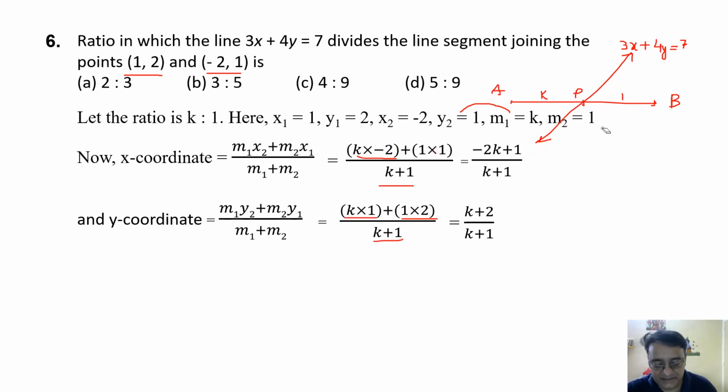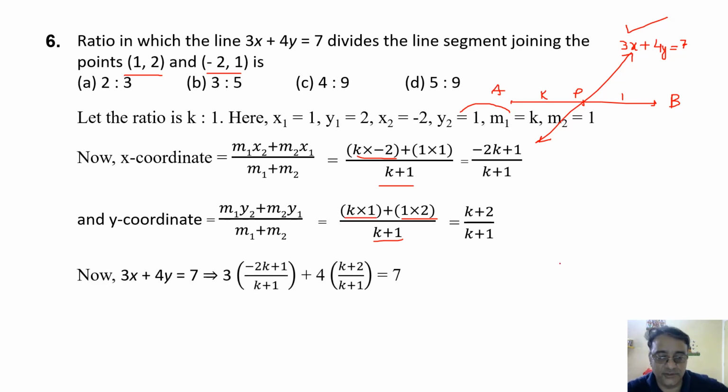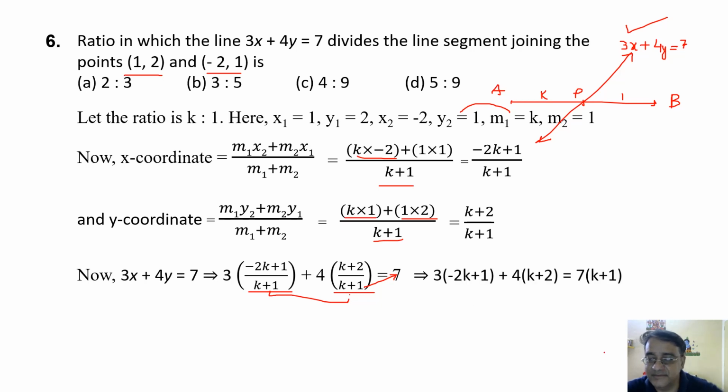Now see, this point P lies on this line also. So the values of x and y we will substitute in that, so that it satisfies the equation. So we are going to substitute. After substituting we are getting this one. This step is clear? Yes, sir. Okay, now we'll take the LCM. Yes, sir. The denominators of both are the same, so we will cross multiply here. So we will get this step. Is this step clear? Yes, sir.